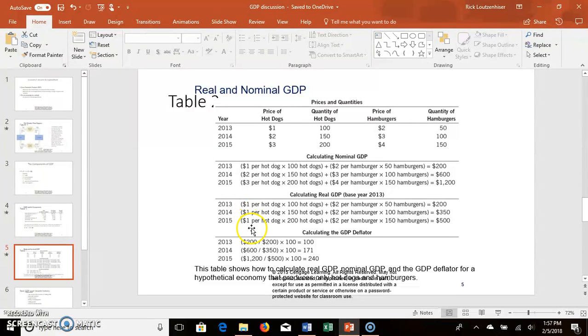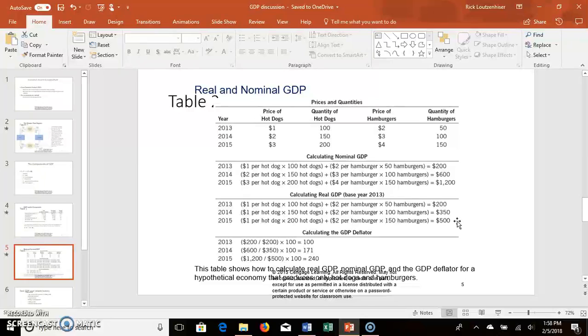See that? We are using the 2013 prices, but we're using the volume 150 of the second year, not the 100 of the first year. So the volumes are the same per year, but the prices stay at the 2013 price. And when we do that and multiply it out, we get a real GDP of 200, obviously, in the first year. In the second year, the real GDP is 350, and in the final year, the real GDP is 500.